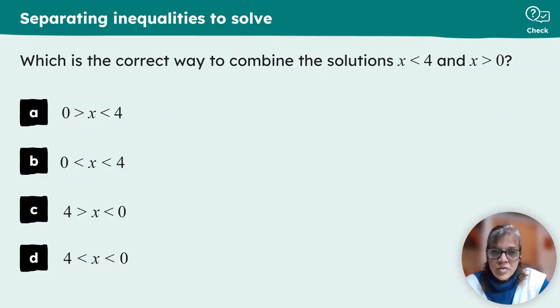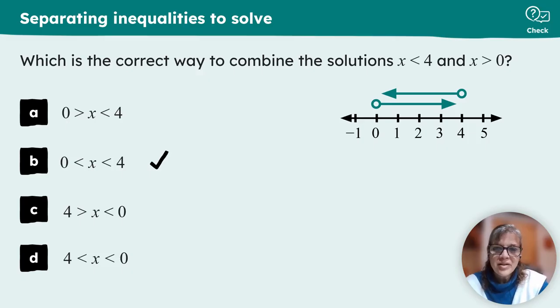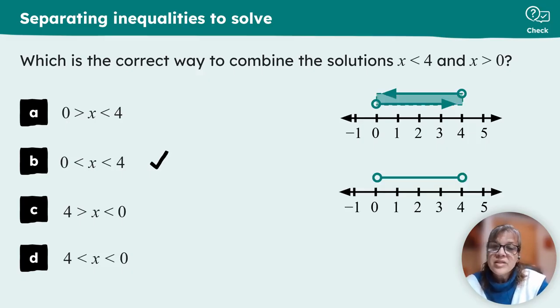So here are 2 other inequalities. How would you combine these? Pause the video and pick which answer. Hopefully you picked B, which is the correct answer. This is what it would look like if you visualized it on a number line. This is the region that we're talking about.